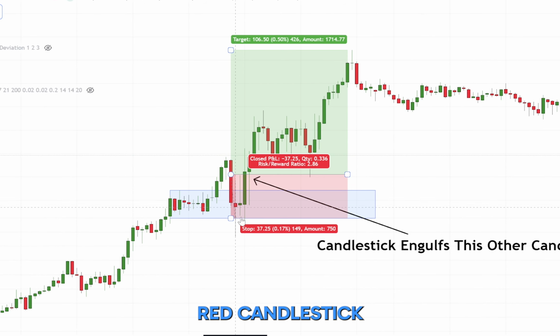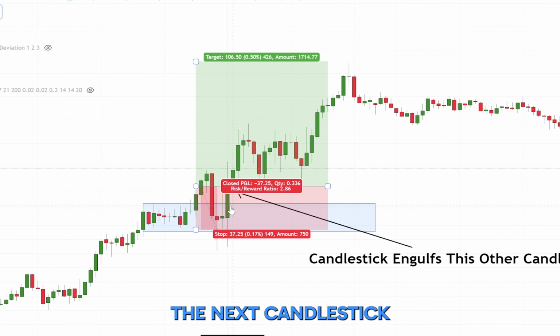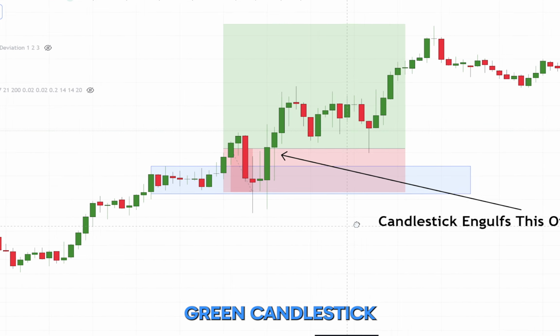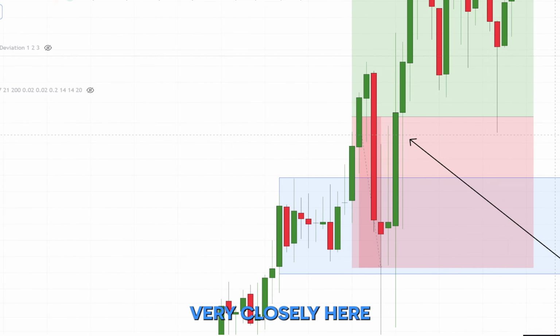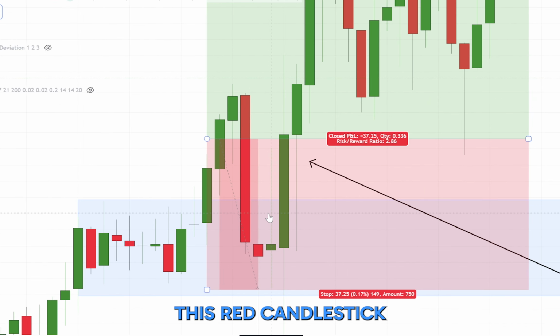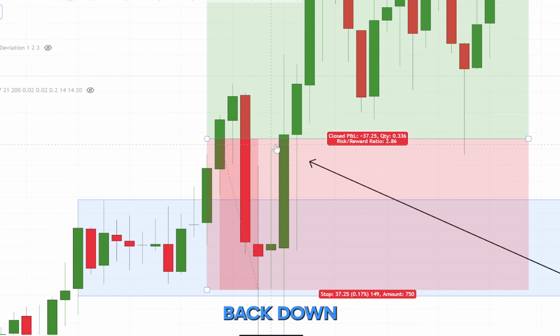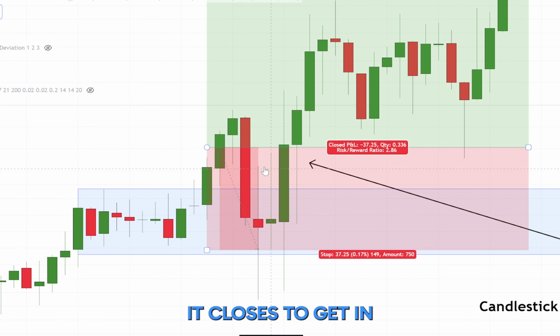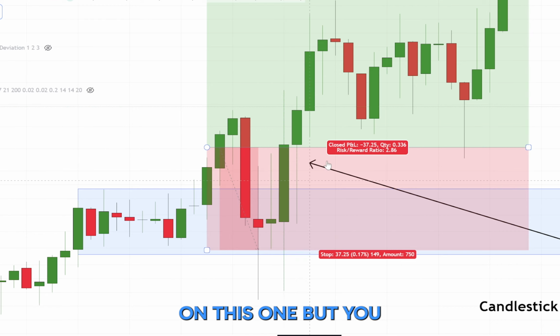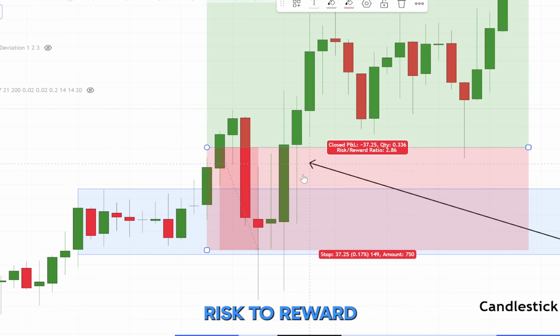So this red candlestick, we don't get in because it doesn't engulf this candlestick right here. The next candlestick is this green candlestick. Now, if we zoom in very closely here, we can see that it did engulf this red candlestick, but before it closed, sellers pushed back on this candlestick all the way back down. That's why I say you can either wait before it closes to get in, but sometimes this happens and you can get manipulated, or you can wait until the actual close of the candlestick and you would have gotten in on this one, but you'll sometimes get less risk to reward.